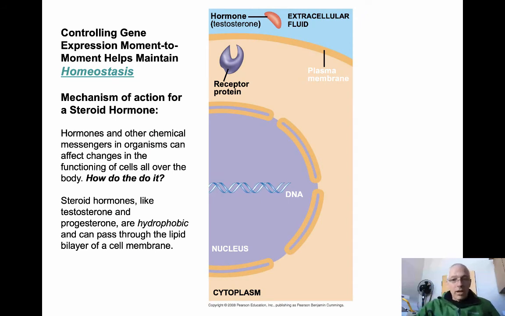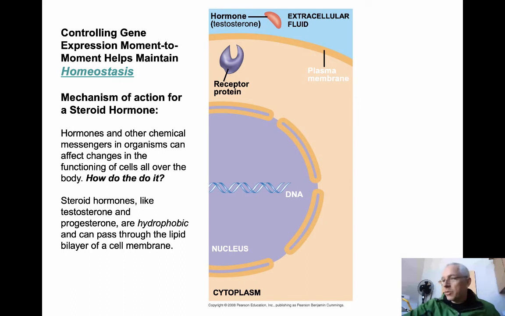Okay, let's look at an example of controlling gene expression in a moment-to-moment situation. And we're going to look at how a hormone in a eukaryotic organism like us can affect gene expression to help maintain homeostasis.